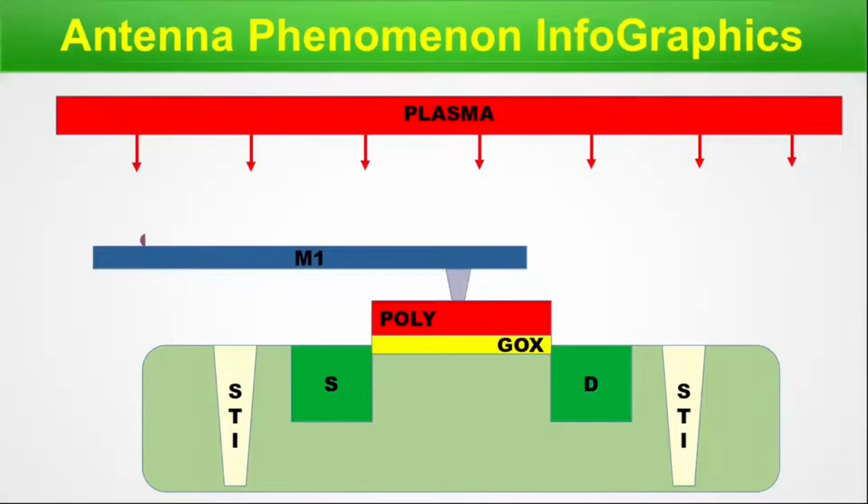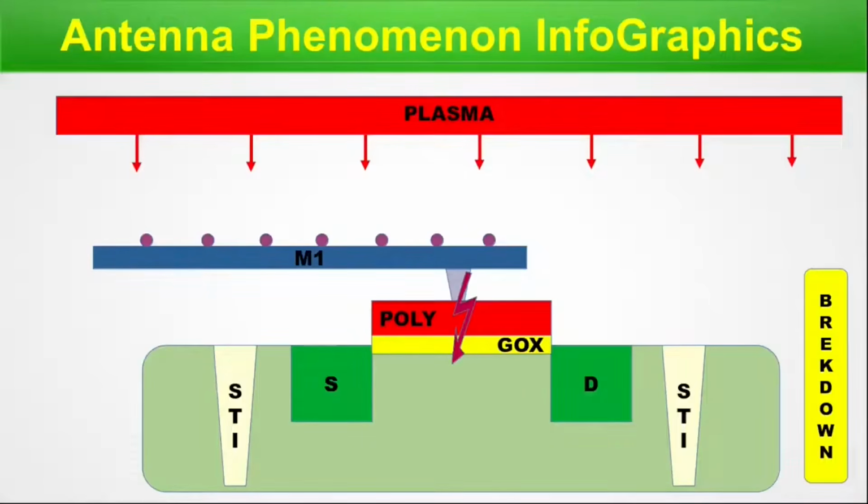And in this gaseous environment, many charges are getting accumulated on the metal 1 surface. Once this amount of charge is sufficiently high, it causes a breakdown of the gate oxide insulator and the charges pass on to the silicon. This infographics helps you to understand the antenna phenomenon happening live during a CMOS process. We're done with this particular slide, so let's move on.